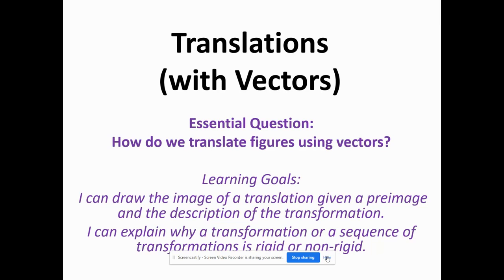Good morning, everyone. We're going to be talking about translations with vectors today. Our essential question: how do we translate figures using vectors? Our learning goals: I can draw the image of a translation given a pre-image and the description of the transformation. Also, I can explain why a transformation or sequence of transformations is rigid or non-rigid. So we saw the rigid and non-rigid discussion in our last lesson, and so we're going to continue that on, and today we're going to be focusing on translations.